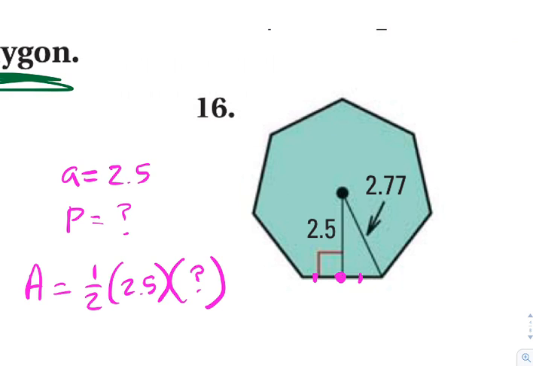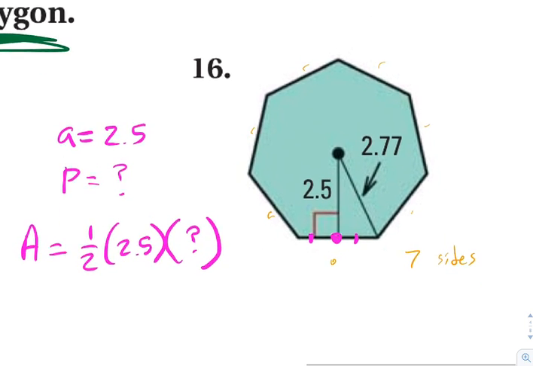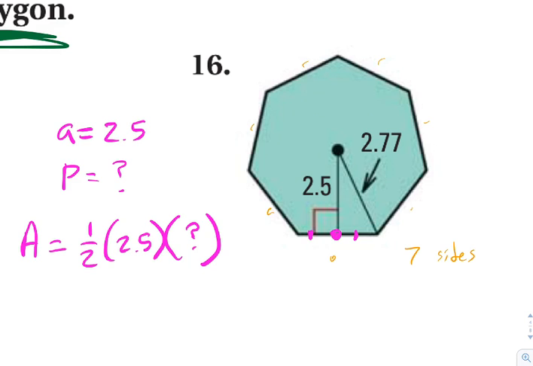So I want the perimeter. Well, I know there's 1, 2, 3, 4, 5, 6, 7 sides. If I could have just a single side length, I'd have the total perimeter. And the side on the bottom is split in half, so if I could just find this, then I could multiply that by 2 to get a single side, multiply by 7 to get the total perimeter all the way around.